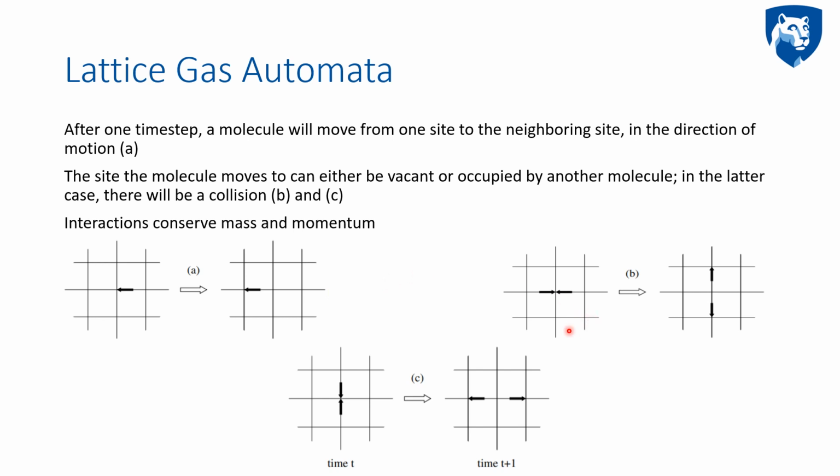For example, here in B, if we consider that these molecules have the same mass, and since they're moving in the opposite direction, their total momentum is zero. And even after the collision, since they're moving in opposite directions, their total momentum will be zero. The same is the case with C, and with A, but here the total momentum is not zero, but it's still conserved.